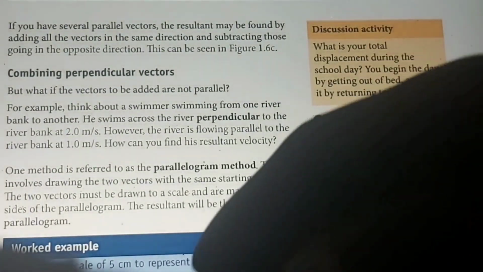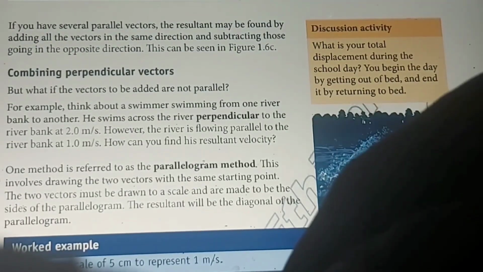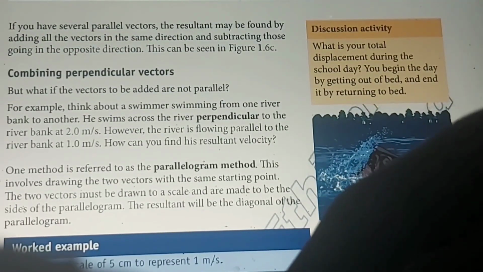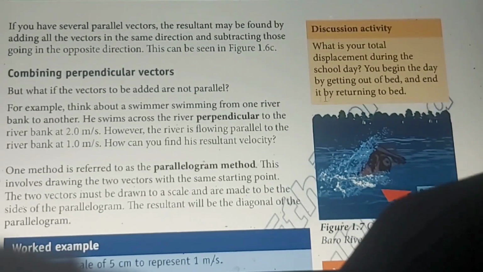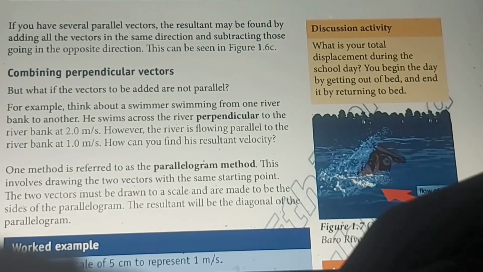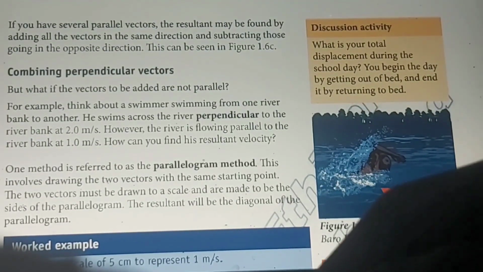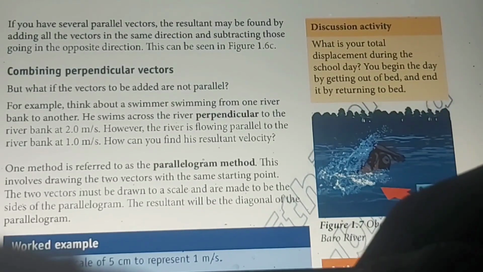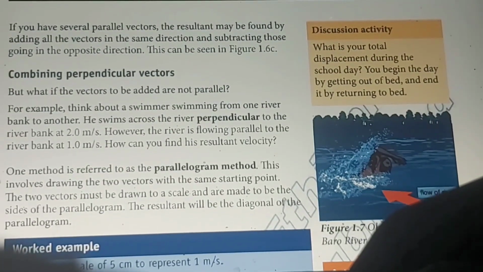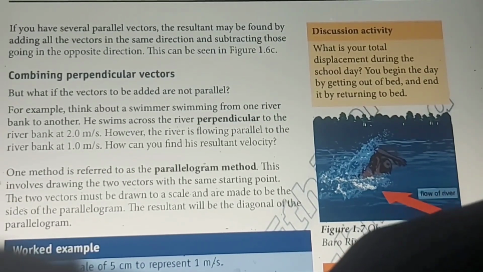Okay, there is here an activity. How can we combine perpendicular vectors? Someone is here. He is from the bank of a river, is crossing. The flow of the river is perpendicular to the swimmer.